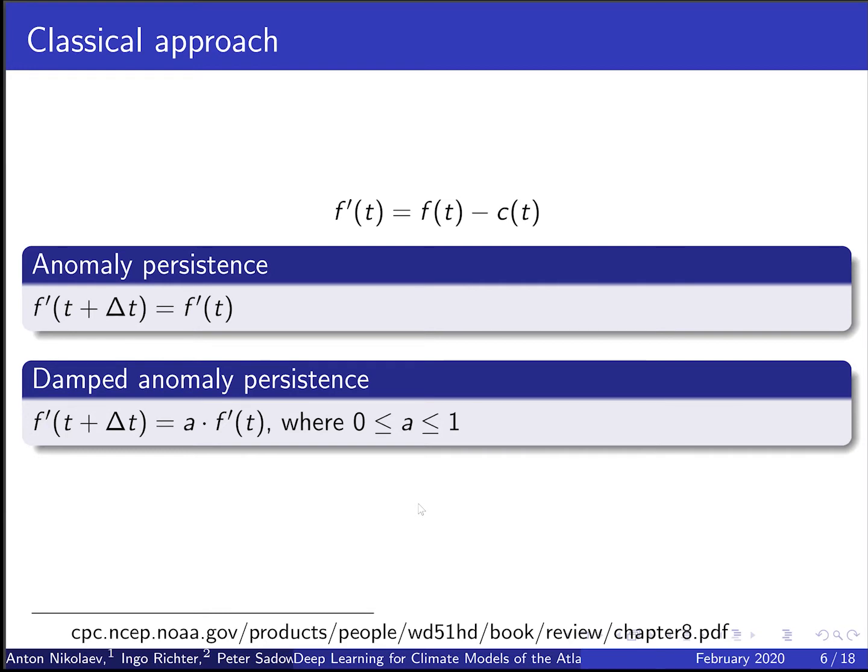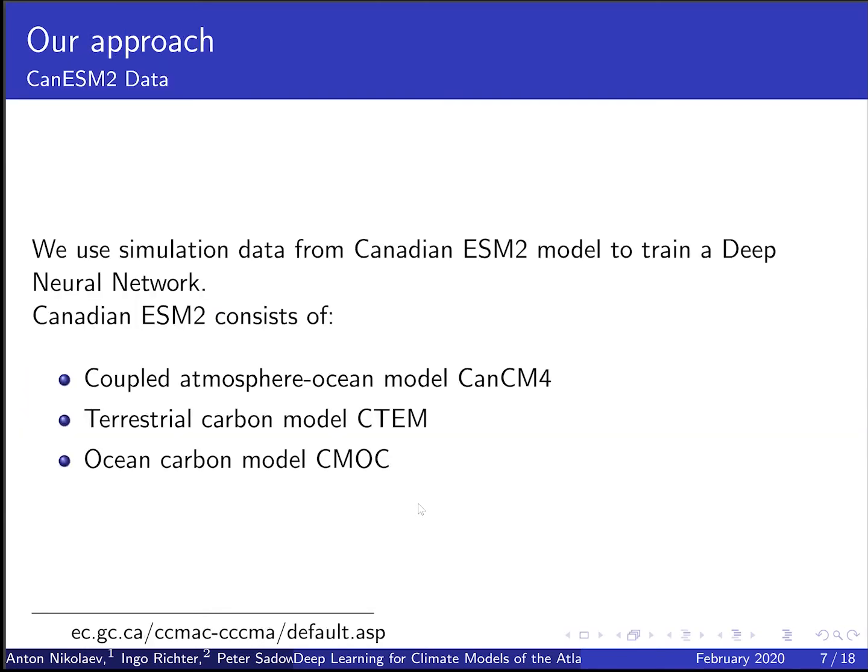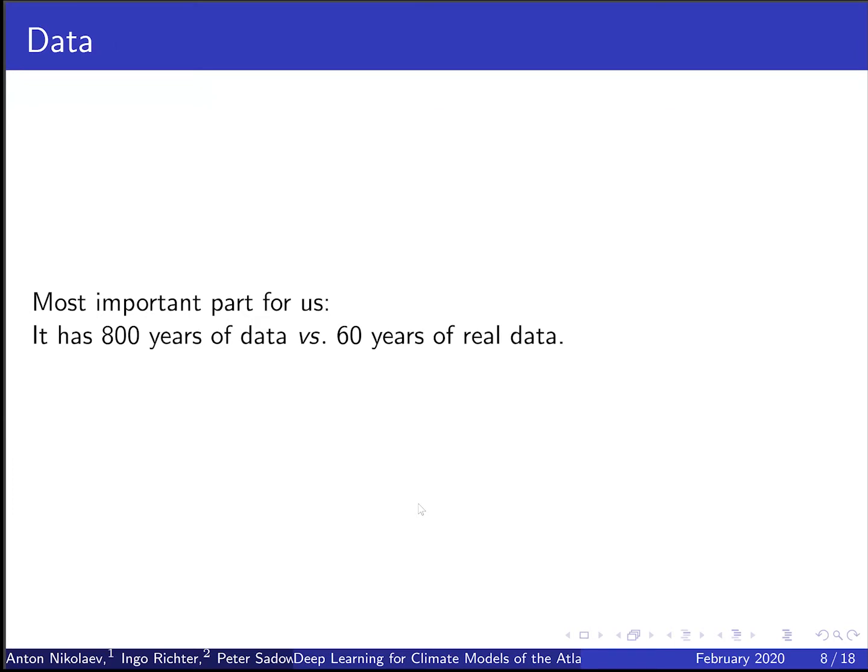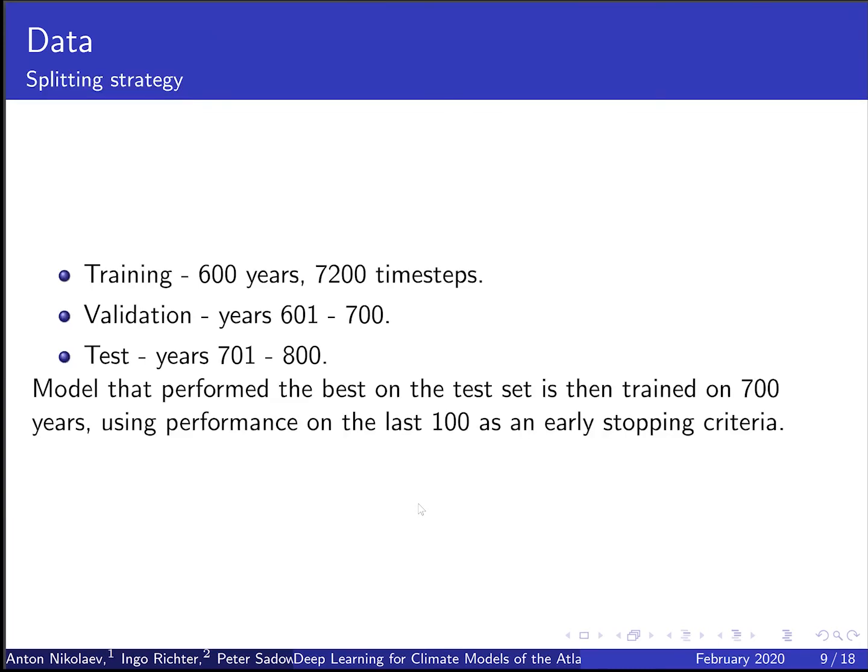But what we are doing is using the Canadian ESM2 model, which consists of an atmosphere-ocean model and two carbon models, all coupled to generate a simulation that will give us 800 years of data. Compared to 60 years of real data, it's great, and it enables us to train a pretty big neural network with convolutions. And now let's look at what we do with this data.